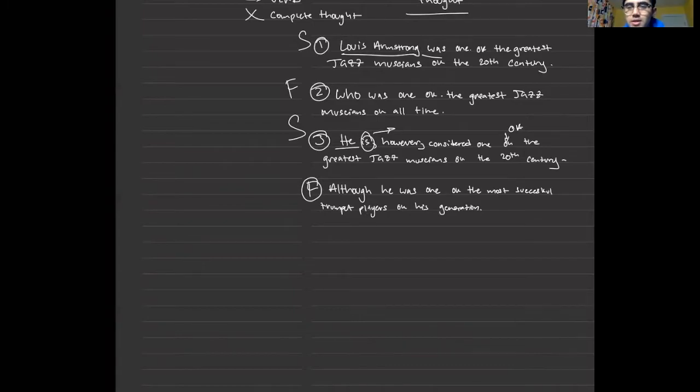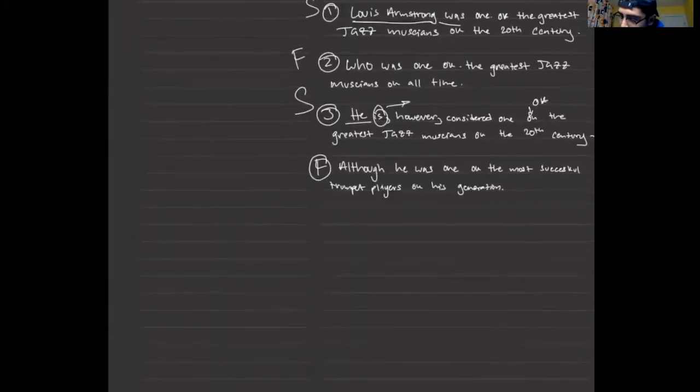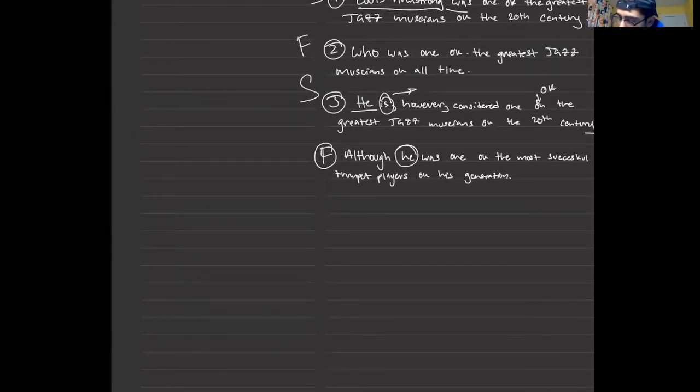Okay, let's go over what we have. We have our subject, right? Our subject here is going to be he. And we have our complementing verb, was, or to be. Infinitive is to be, right? Past tense of is. But does it demonstrate a complete thought? Let's check. Although he was one of the most successful trumpet players of his generation. No, it doesn't.